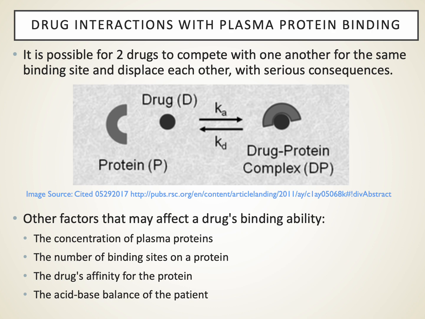So this concept, it's also true that in addition to a drug binding to protein, you can have multiple drugs trying to compete for the same protein sites, and one drug could actually bump the other drug off of protein and increase the free level of that second drug. Other factors that affect the ability of a drug to bind to it is the concentration of the albumin or the other plasma proteins, the number of binding sites that are available on the protein, what the drug's affinity is for that protein, and the acid-base balance of the patient, which affects ionization properties.